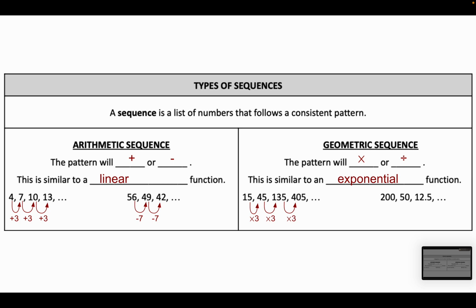3 is 405. For the next sequence, we can see it's getting smaller, so we say that this one has decay. The first one had growth that we looked at. So 200 to 50, we're dividing in this one. In this case, we're dividing by 4. And then, again, we're dividing by 4 to get from 50 to 12.5. Okay, so those are our two main types of sequences.